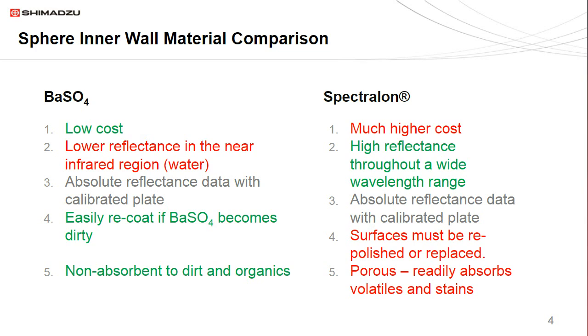With barium sulfate, it is easy to recoat a dirty sphere, and barium sulfate is not absorbent of dirt and organics, whereas spectralon is. It's a porous material. It readily absorbs volatiles and stains. And if you need to replace your sphere or resurface it, you really can't do that. You have to replace the spectralon itself.